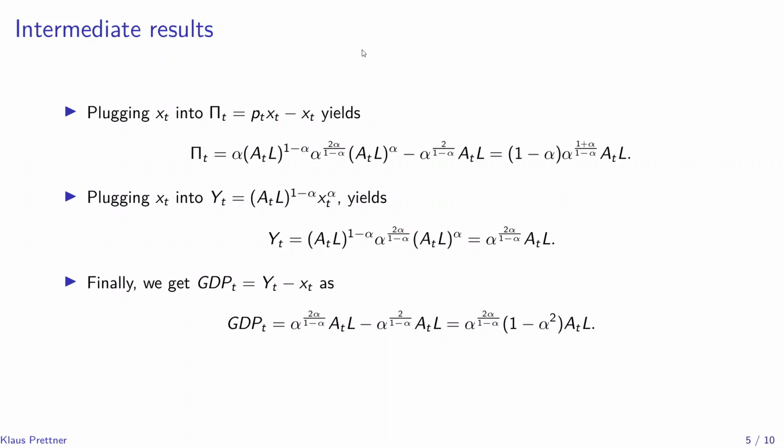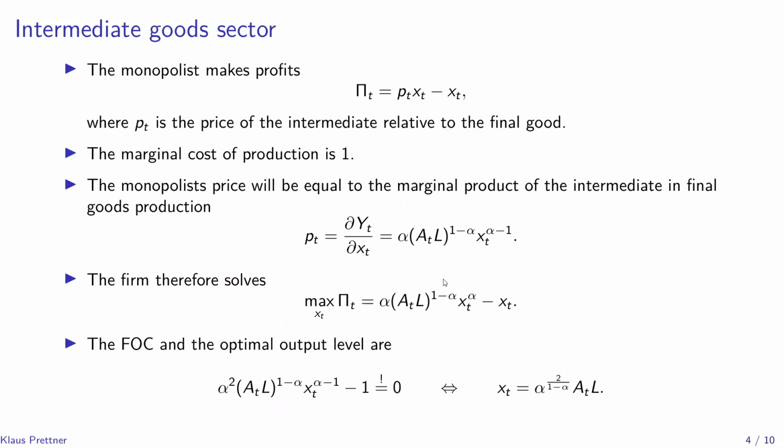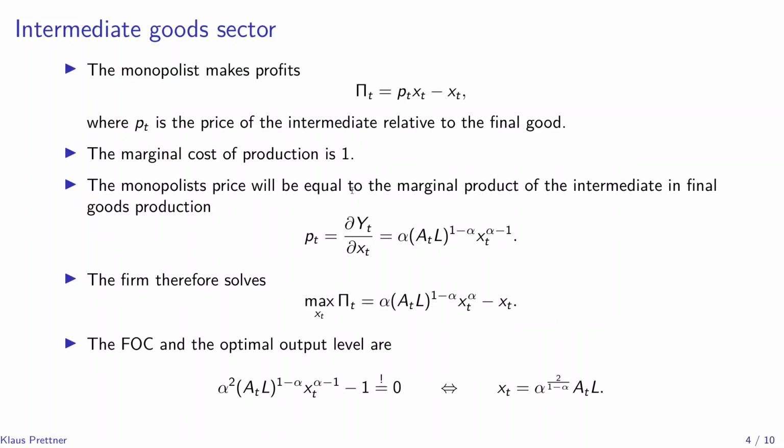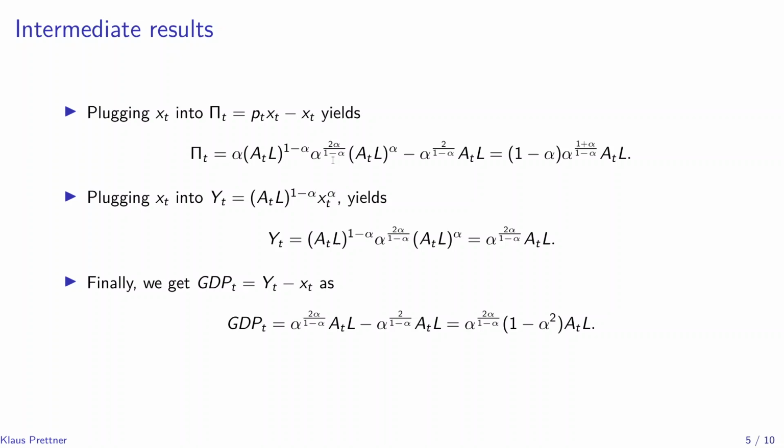Now we can calculate some intermediate results. First, the profits of the intermediate goods producers. When we plug in x_t that we calculated on the previous slide, so optimal x_t, optimal output, into the profit function, then we get here the price that's also plugged in from this expression, multiplied by x, that's this expression here, and then we subtract x again from here.